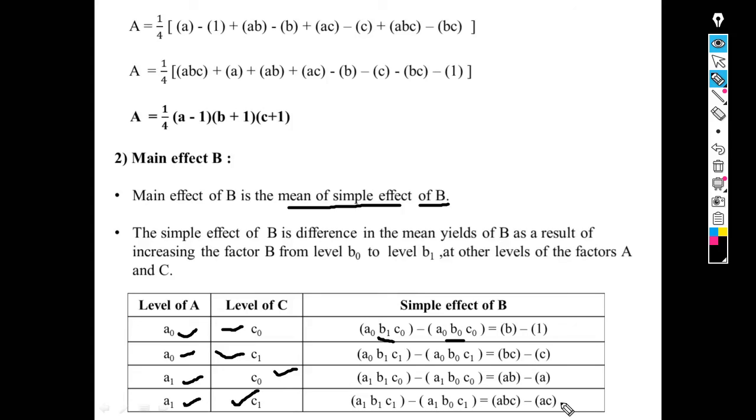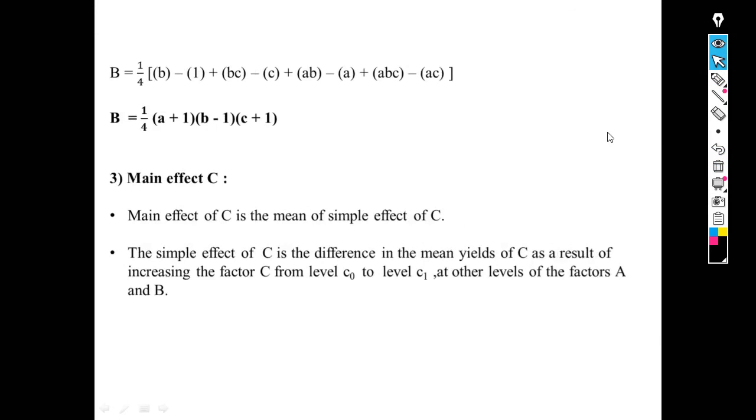And what is the main effect of B? It is the average of the simple effects of B. Here we get four simple effects, so we take the average of these four effects. So we get main effect B equals 1/4 (B minus 1 plus BC minus C plus AB minus A plus ABC minus AC). This can be written as 1/4 (A plus 1)(B minus 1)(C plus 1). If we solve these terms, we get this treatment mean combination. So this is the main effect for factor B.